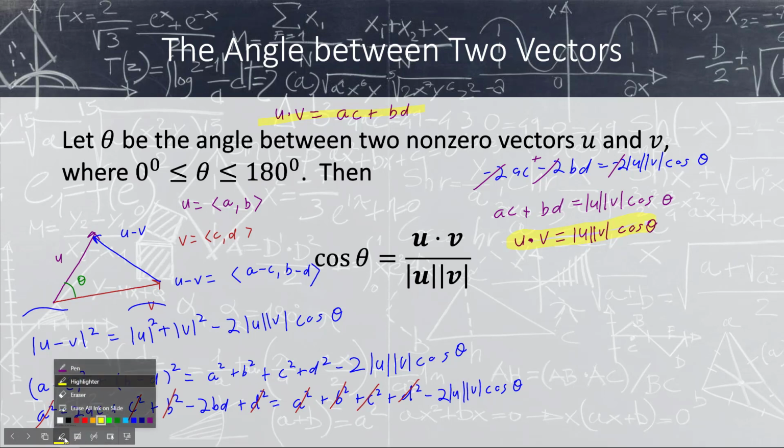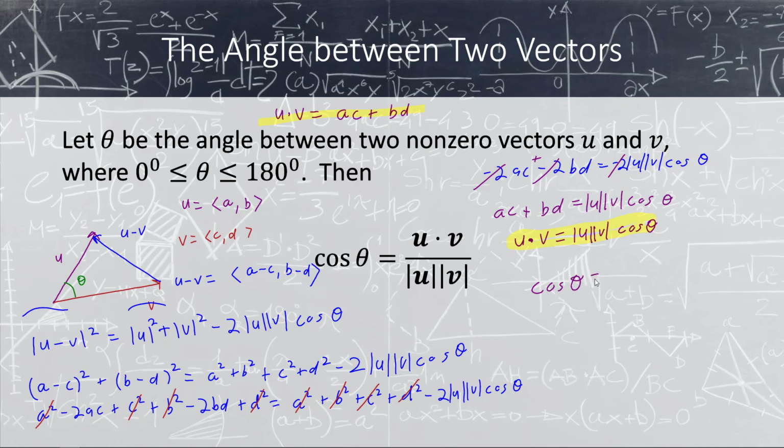However, the implication that we particularly care about is that if you divide both sides by the magnitude of u times the magnitude of v, we have the result that we're looking for, that the cosine of theta is equal to the dot product of u and v divided by the magnitude of u times the magnitude of v. And that's pretty much how it's derived. Of course, what we're more interested in is how we can use this in a problem.